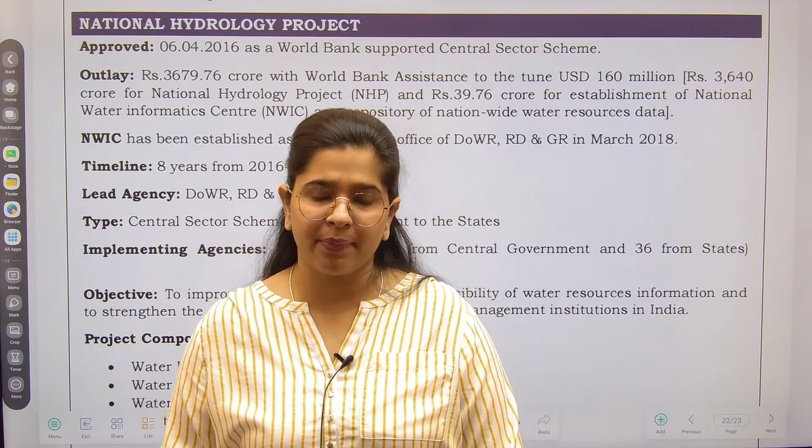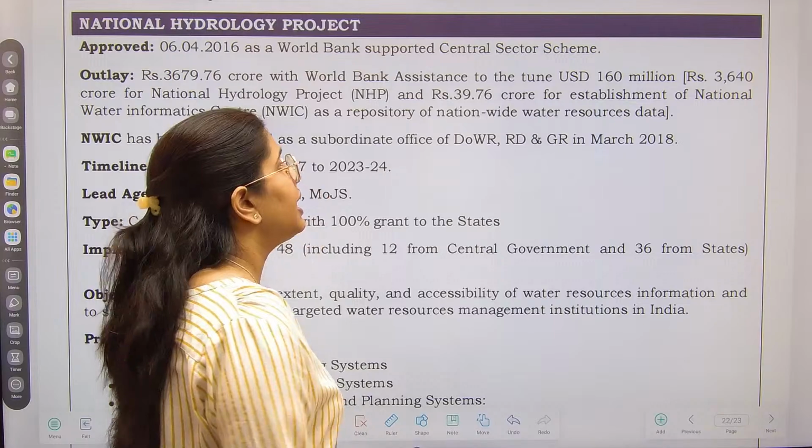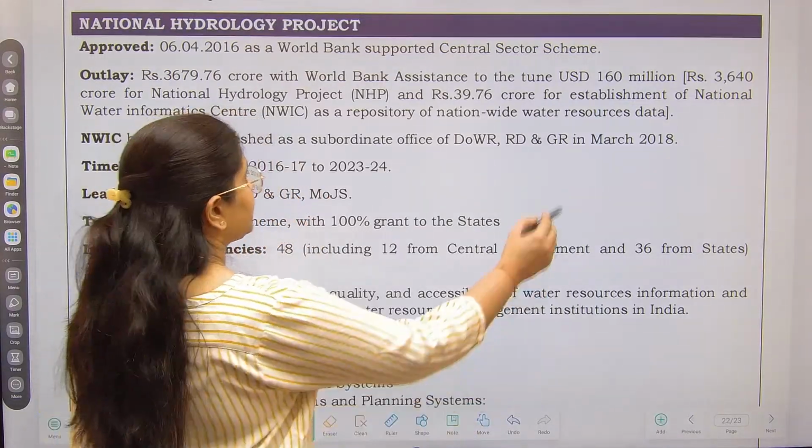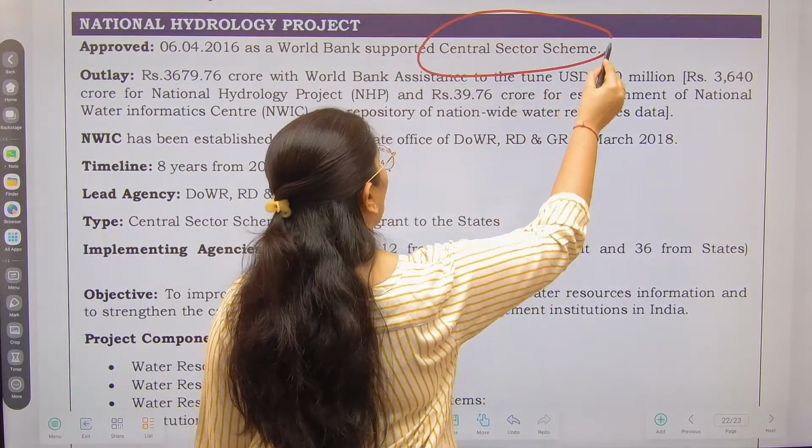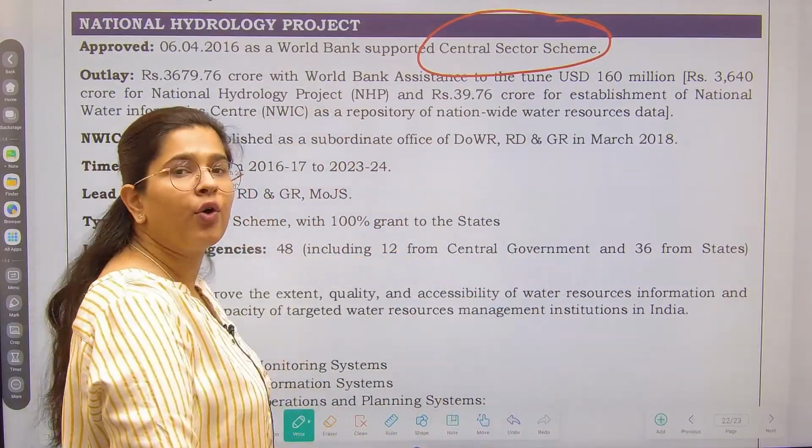So a very short and sweet scheme, we'll just do it quickly, right? But at the same time very important. Why is it very important? Because this particular scheme, first of all, is a central sector scheme, so no involvement of the state over here.